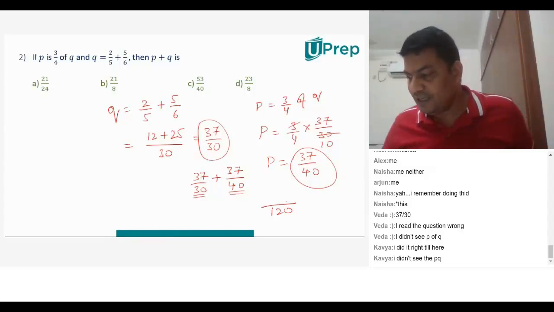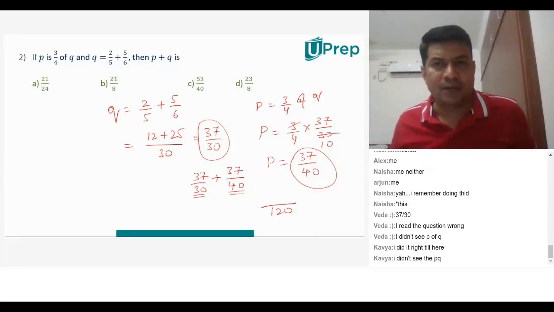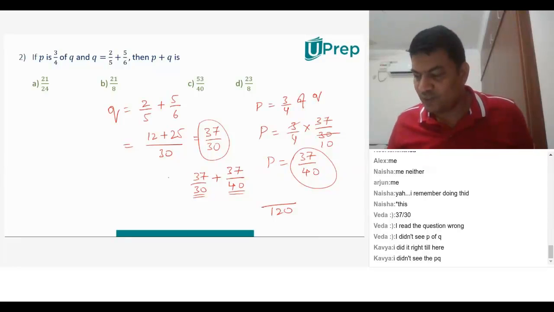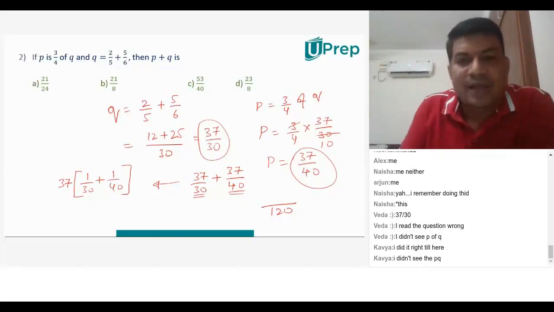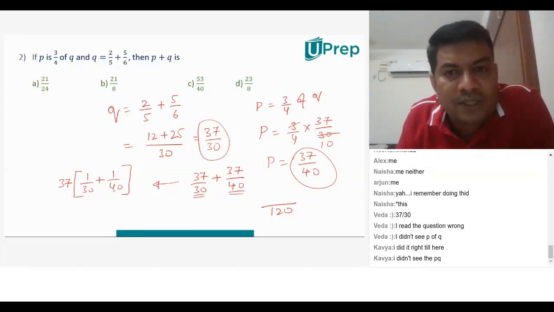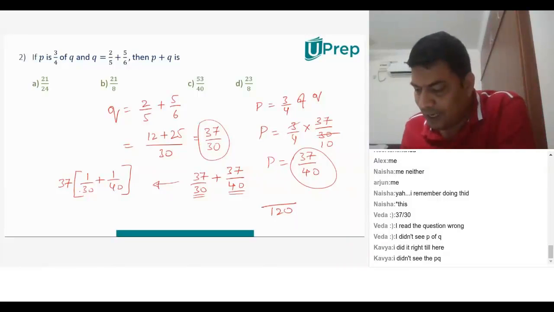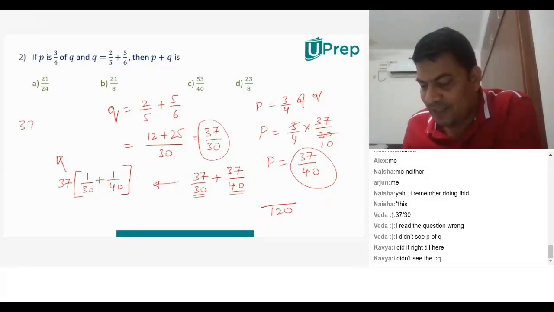Basically your 37 is common to both of them. You can take it common and do it. There are two ways to do this. One way is you can take 37 common out. So if you take 37 common out, it is 1 by 30 plus 1 by 40. Can everyone see that? Yes. I've taken 37 common so that it becomes easier to calculate.